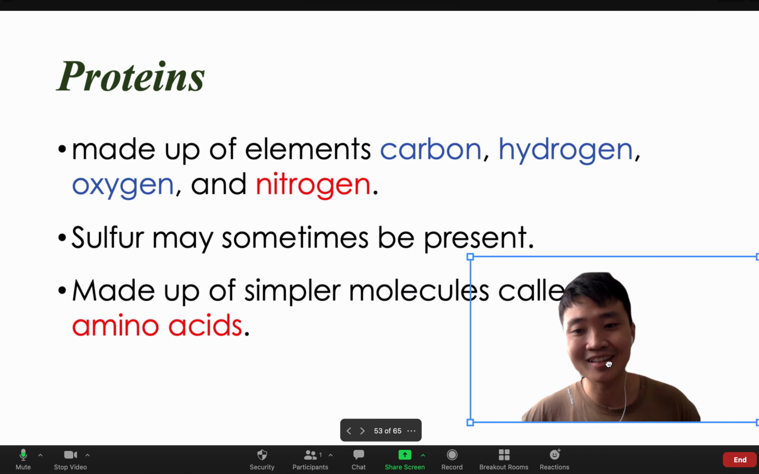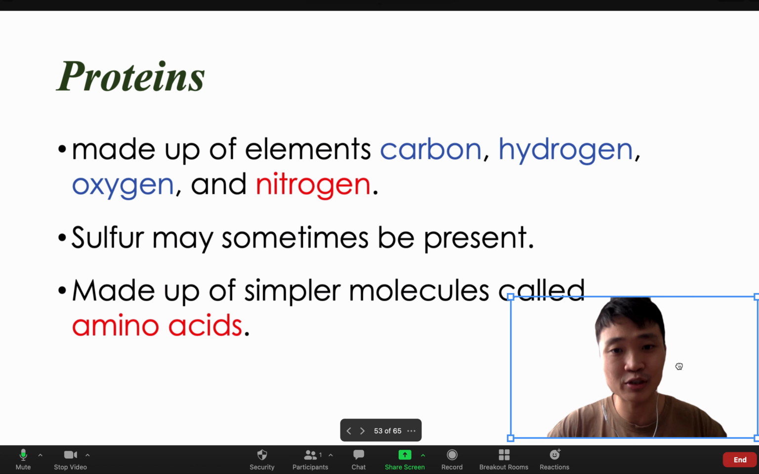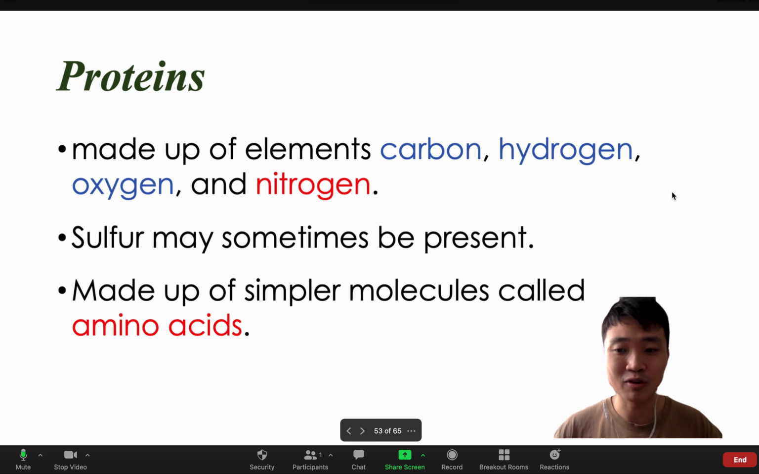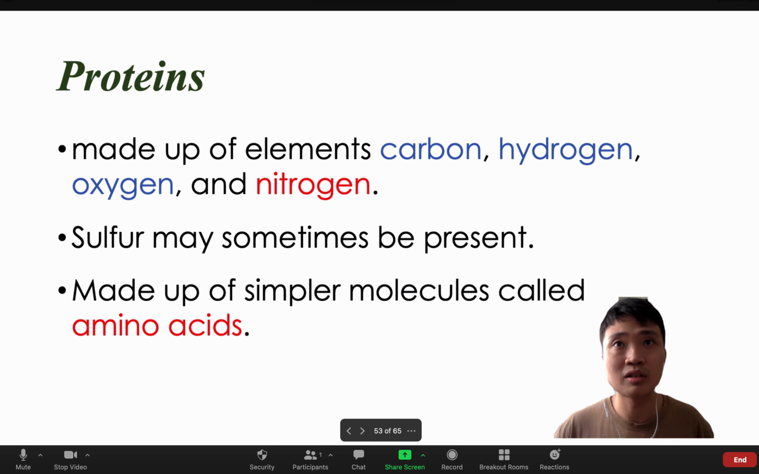Now the first thing, elements. What elements make up proteins? By now you have known that for carbohydrates and fats, it is CHO: carbon, hydrogen, oxygen. But for proteins, it is carbon, hydrogen, oxygen, and nitrogen. So the keyword here is nitrogen, so it's CHON. Sometimes sulfur may be present. The basic unit of proteins is amino acids. So carbon, hydrogen, oxygen, nitrogen, sometimes sulfur, made out of simple molecules called amino acids.